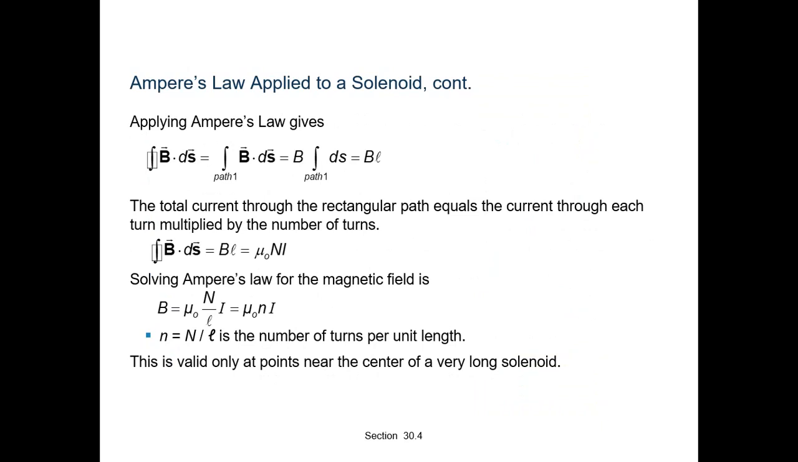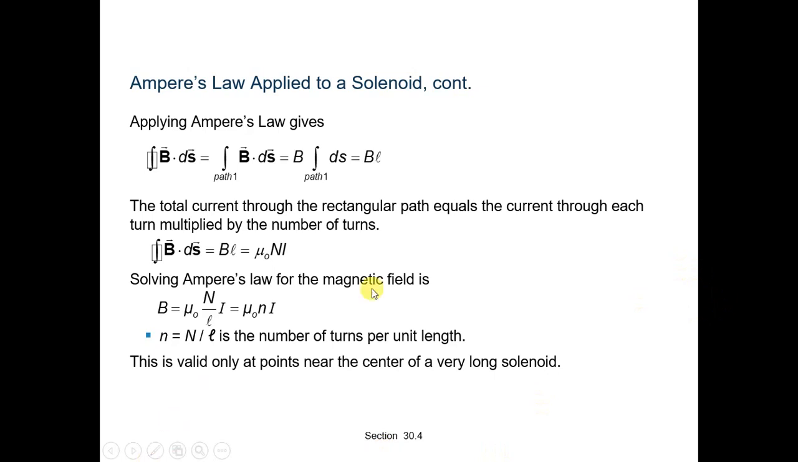The total current through the rectangular path equals the current through each turn multiplied by the number of turns. So B L equals mu 0 times N I. Solving Ampere's law for the magnetic field, B equals mu 0 N by L into I, but N by L equals small n, the number of turns per unit length.